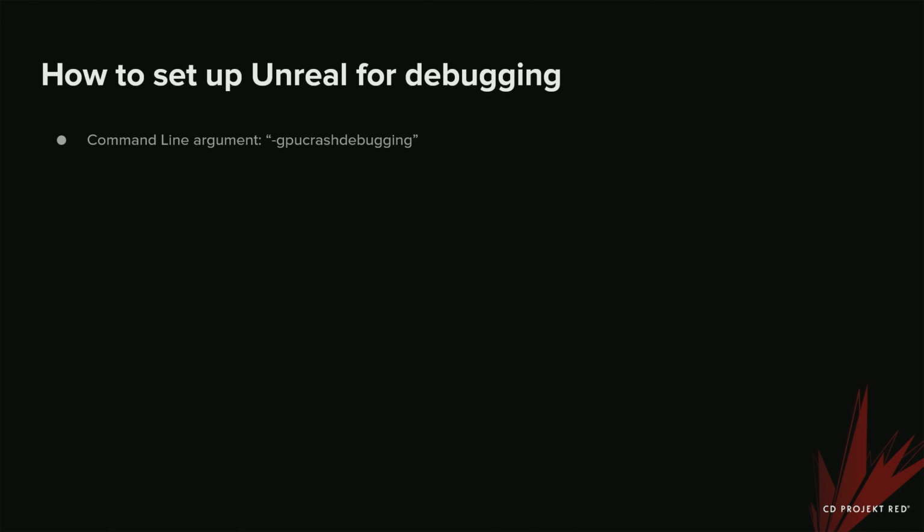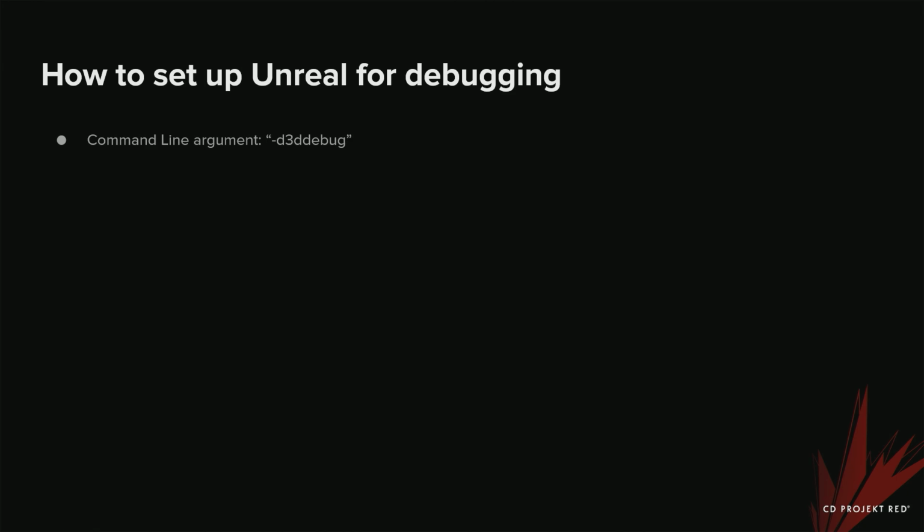So how do you set up Unreal for debugging these crashes? Well, first there is a simple flag called GPU Crash Debugging. This will enable all available tools to add extra validation and tracking what's going on the GPU. There is, however, a performance overhead, so you might not want to enable this flag by default. Later, we'll go into each of these tools and how to use them and what are their advantages.